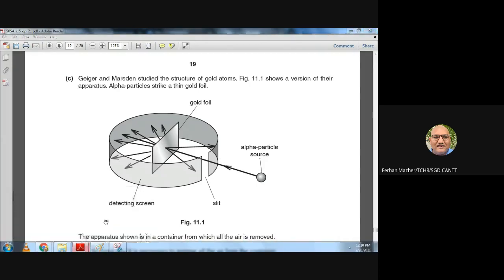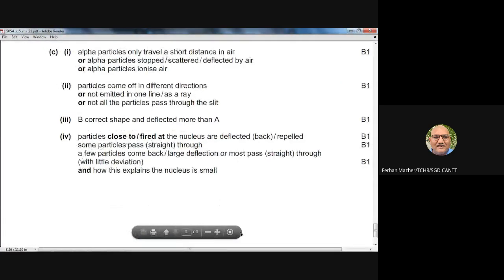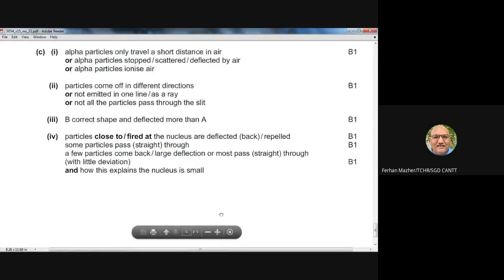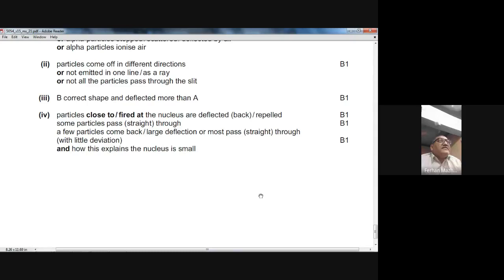So let me show you the marking scheme, which is showing on your screen as well. It says this is a very important experiment, the Geiger and Marsden experiment. Particles close to the nucleus are deflected or back or repelled. Some particles pass straight through. A few particles come back. Larger deflection, but most pass straight through with little deviation. And how this explains the nucleus is small.